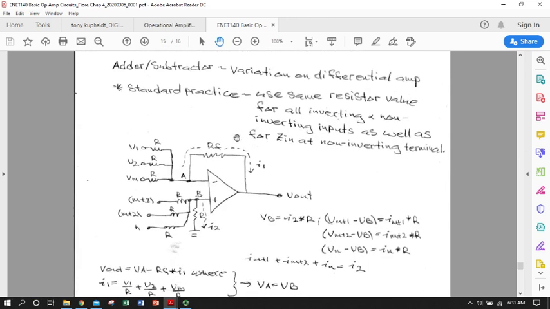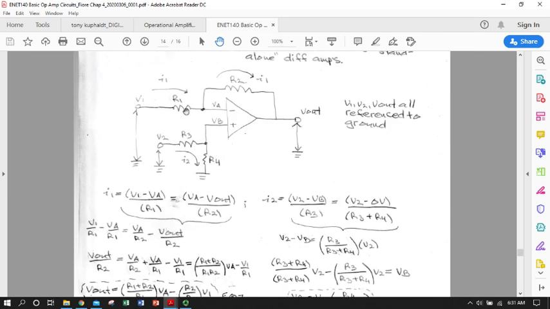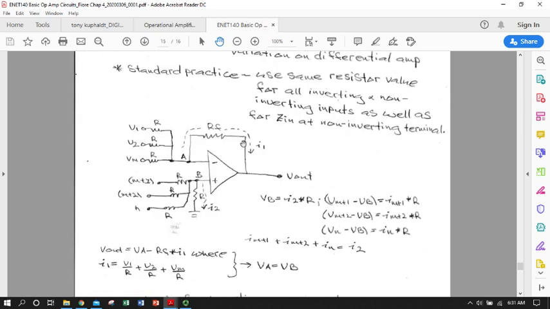Okay, adder subtractor. We can take this same concept that we just did with the diff amp and the two concepts we did with the summers at the inverting and non-inverting terminals and combine all of them together.